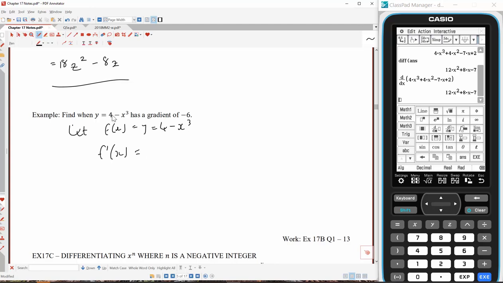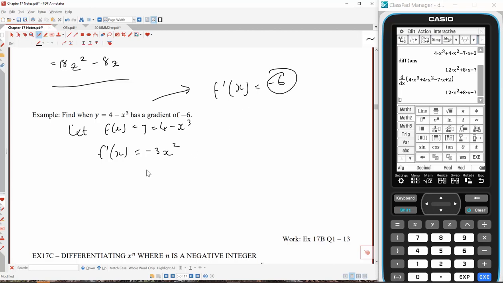Now, 4 is 4x to the 0. 0 multiplied by 4 is 0. That term chops out, so that's going to be 0. 3 multiplied by -1 is -3x squared. All right, and we want to know when it has a gradient of -6, i.e. when is the gradient function, when is f dash x going to equal -6? That's what it's asking. When is f dash x equal to -6?